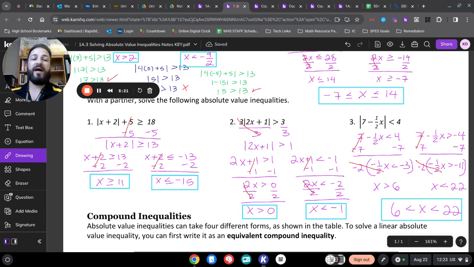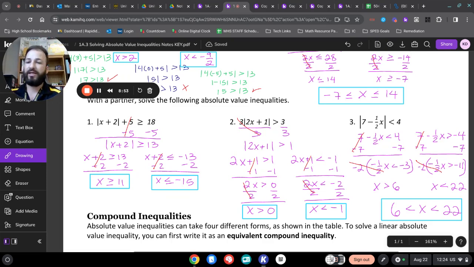Subtracting 7 on both sides, we get negative 1/2 x is less than negative 3, and negative 1/2 x is greater than negative 11. Now with that negative 1/2 x, we can divide by negative 1/2, but a reminder, dividing by a fraction is the same as multiplying by the reciprocal. So dividing by negative 1/2 is the same as multiplying by negative 2. If I multiply both sides by negative 2, it's going to cancel out my negative 1/2 and give me 6, and on my other, cancel out my negative 1/2 and give me 22.